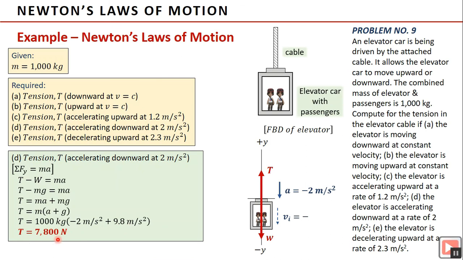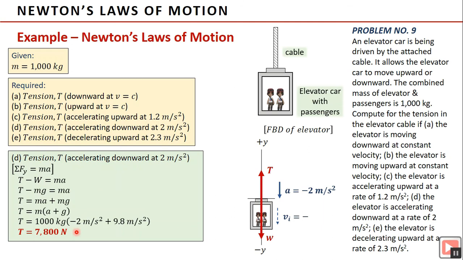Here we see that the tension of 7,800 newtons is less than the elevator's weight of 9,800 newtons when the elevator is accelerating downward. The cable seems to get loose. As of this moment, we see that the tension in the cable is changing depending on what type of motion is happening on the elevator car.